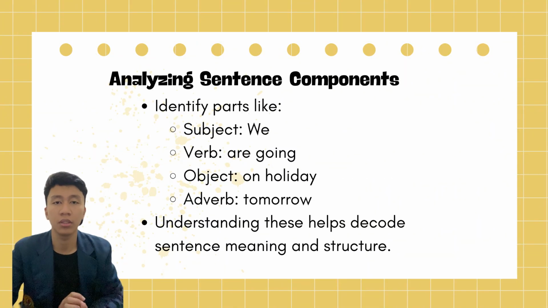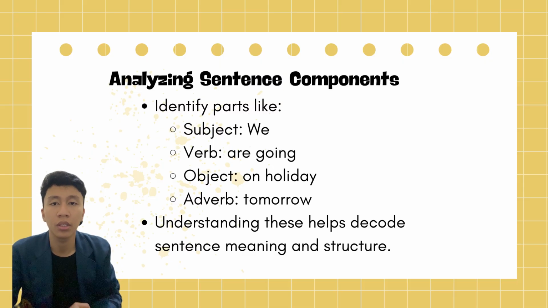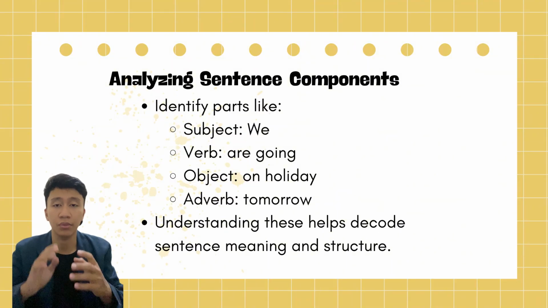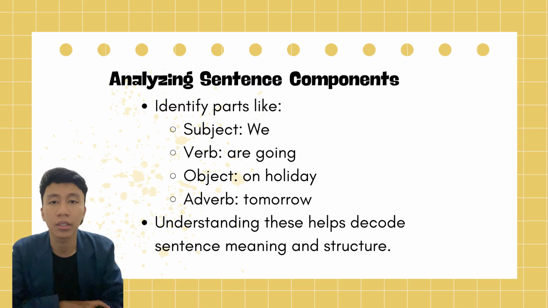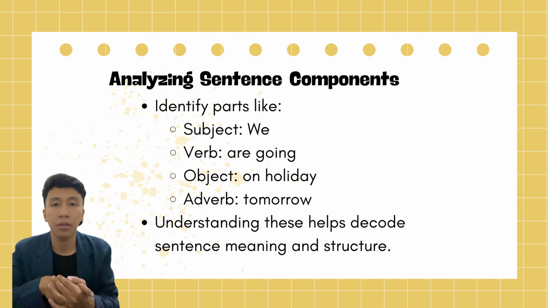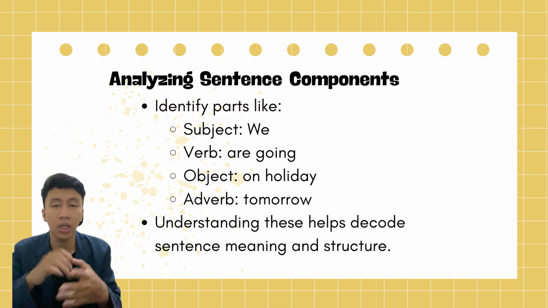Moving on to analyzing components. When analyzing a sentence, we identify different parts. First, the subject is the focus of the sentence. For example, "We were going on holiday." The verb is the action word, like "going," and there may be an object or complements, like the thing or people affected, like "on holiday."